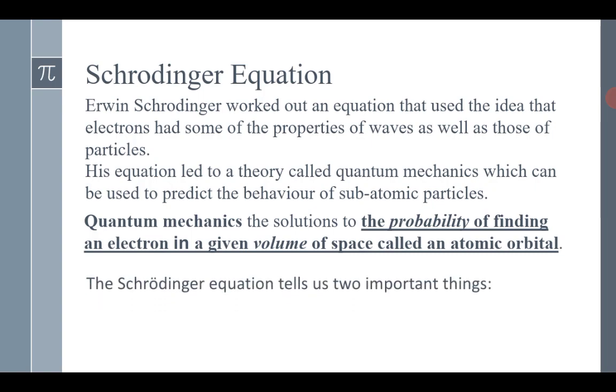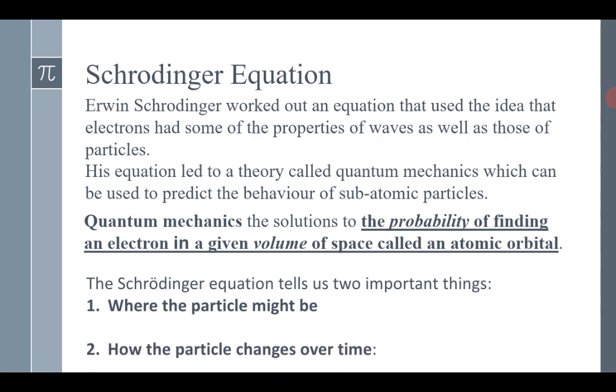There are two major important things that Schrodinger equation is able to tell us. One, where the particles might be. That is, where particles such as electrons might be in the atom, in which you can imagine where your pet could be now in your house. And number two, how the particles change over time. That is, as you are here, you could imagine your pets appearing and disappearing. And this is able to explain the whole thing.